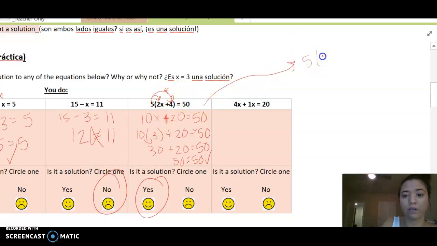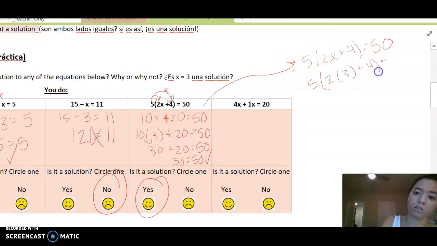If you did 5 times (2x plus 4) equals 50, and you plugged in your 3. Oops, a little sloppy there. This is totally doable as long as you use your order of operations. So I know I need to solve parentheses first, and I've got to do the multiplication inside first. So I'm going to do 2 times 3 is 6.